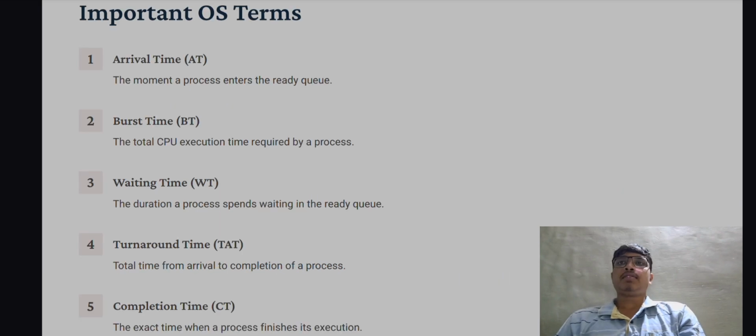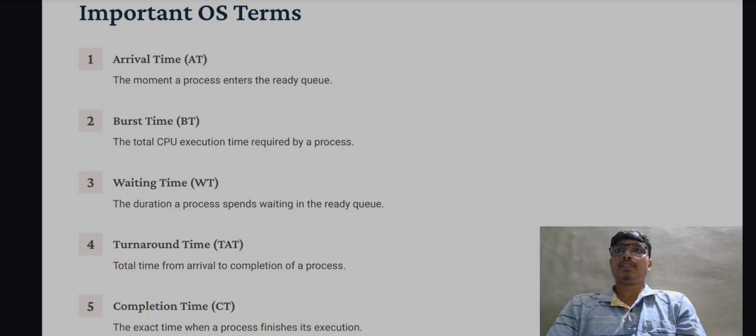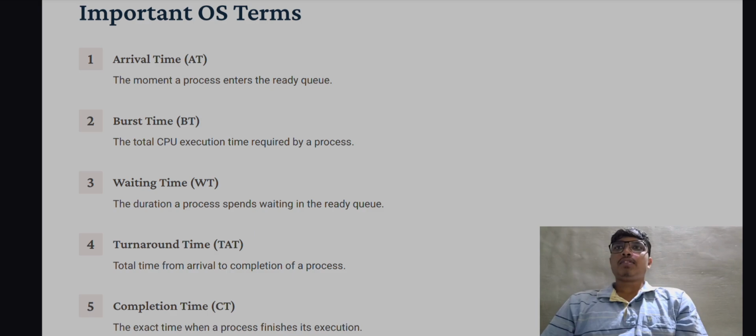Important OS terms, it means operating system terms. First arrival time, burst time, waiting time, and next turnaround time. I come to first, arrival time. The time at which a process enters the ready queue. For example, arrival time 2 means the process arrives at time 2.